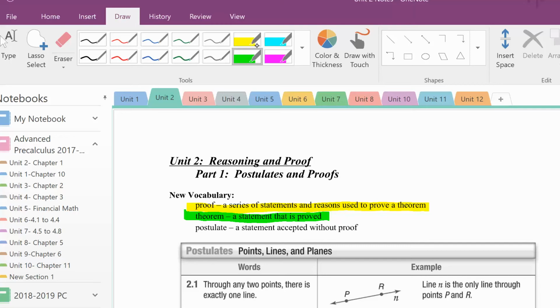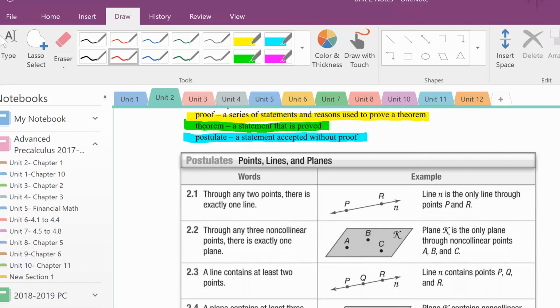And then there are some things in geometry that we just accept to be true, and those are what are called postulates. So a postulate is a statement accepted without proof. So today in this video, we're going to talk about some of the postulates that we're going to use in geometry a lot. And those are things that we just assume to be true, like there's no proof for those.